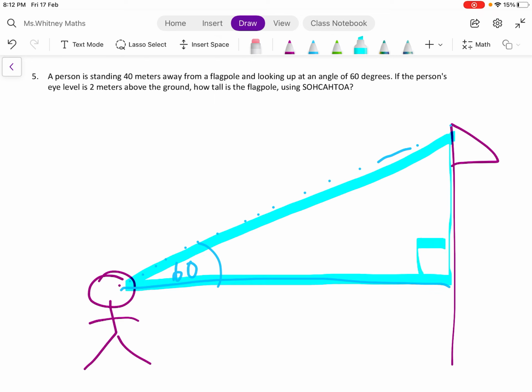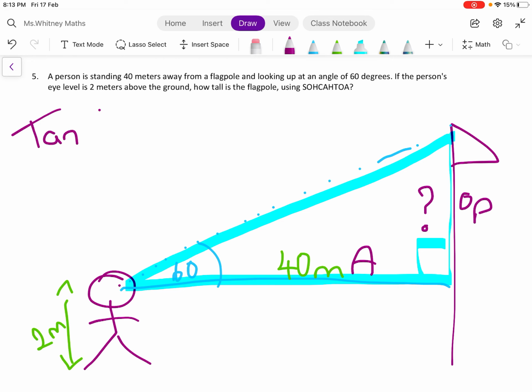And we also know that the person's eye level, it's not the person's height, but the person's eye level is 2 meters above the ground. So we're going to need to use that at the end. We also know that the person is standing 40 meters away. So using SOHCAHTOA, we have the adjacent, and we are trying to find how tall the flagpole is. So we're trying to find this here, which actually is the opposite. So we have opposite and we have the adjacent. So we're going to do tan. Tan of 60 equals opposite over adjacent, 40.